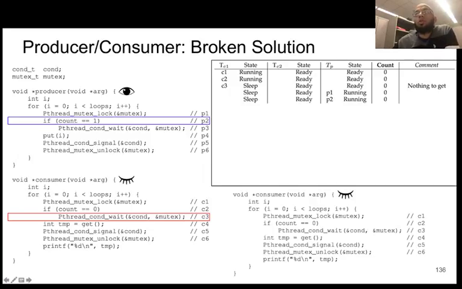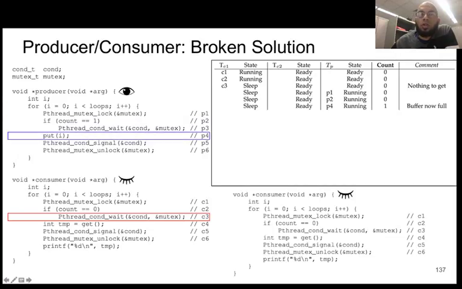Okay, so if count equals to 1, is count equal to 1? No, it's not. So you're going to put some data in here. You're going to put the value of 1. So you have basically count now has 1. And if you're starting basically from i equal to 0, then you're putting 0 into the buffer. Okay, so now this is running, this is ready, and this is sleeping.